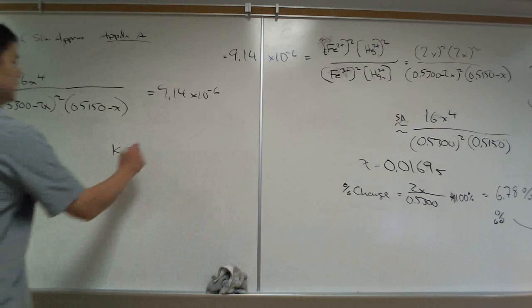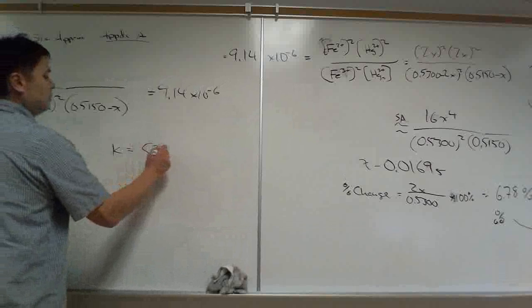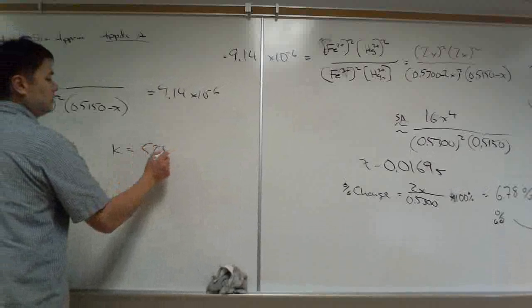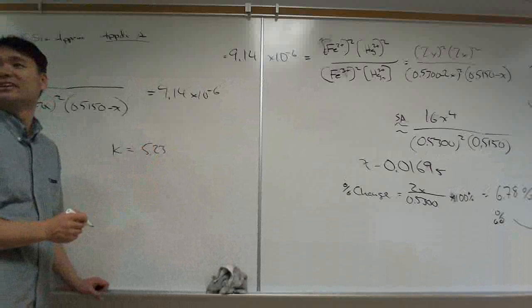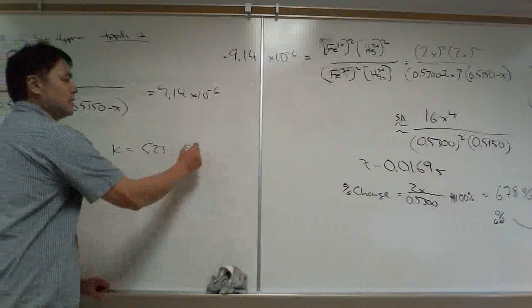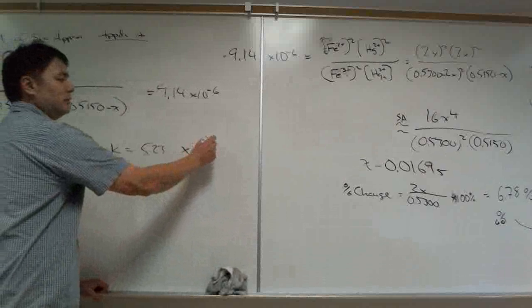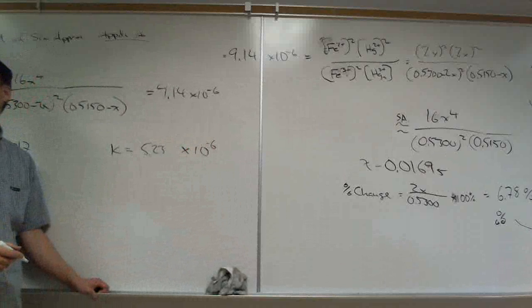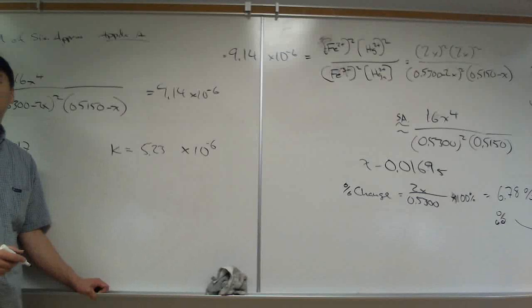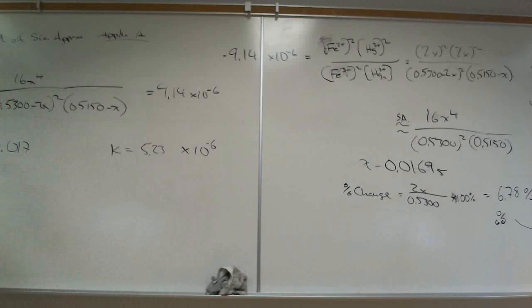5.2, 1.09, 5.2 times 10 to the negative 6. What is it, 1 or 5? Whichever. Is it too big or too small? Too small. We have fourth order on top, third order on the bottom.